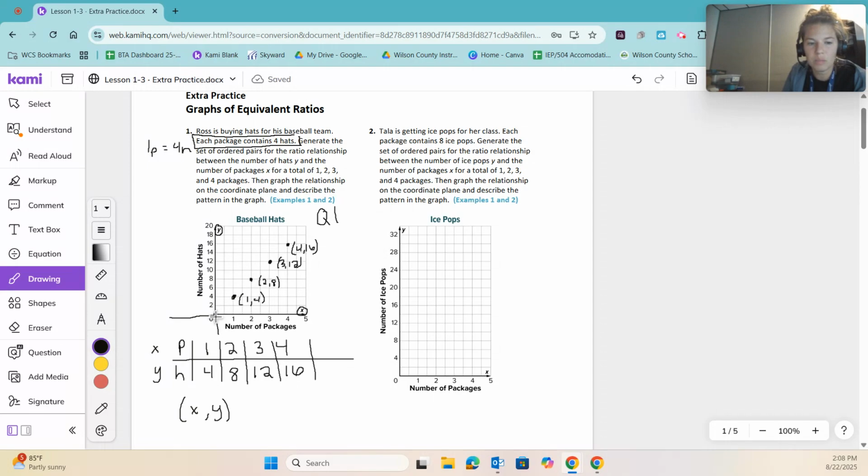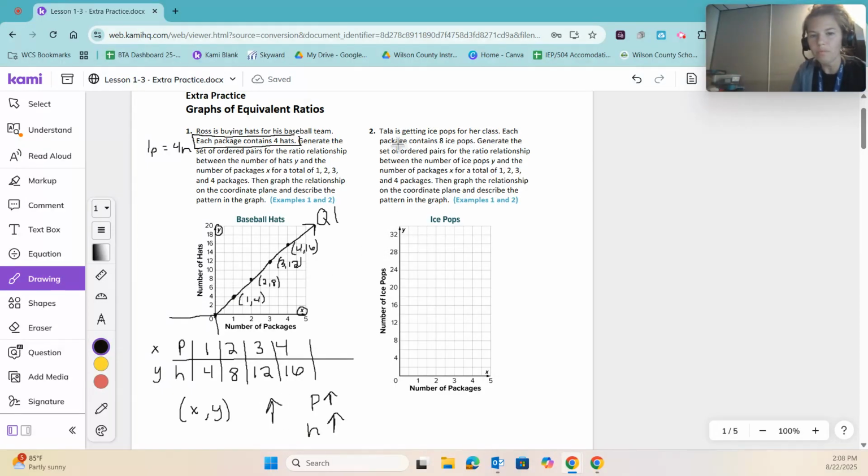Then it says describe the pattern. What is happening to that pattern there? It is increasing. As the packages increase, the hats also increase. The hats increase by 4 for every package. So that's a lot of pieces to that problem, but that's what we're looking at. We're going to do one more together here.